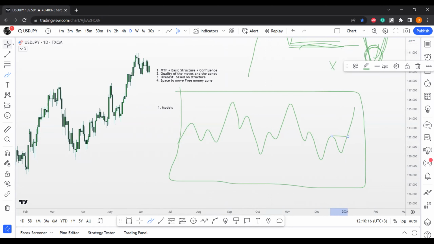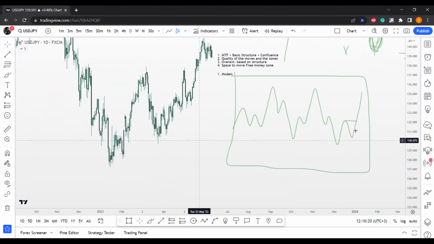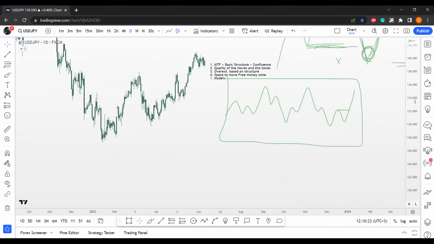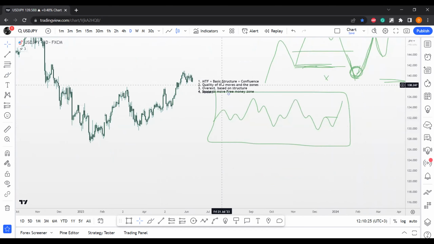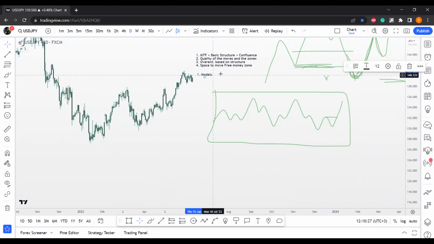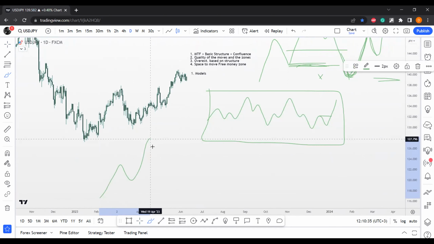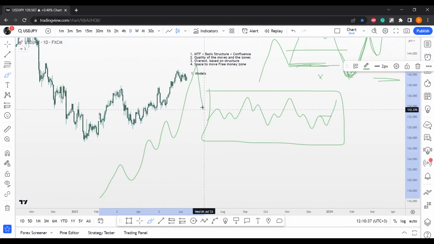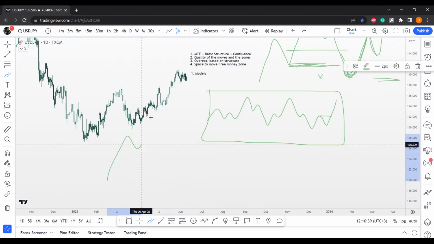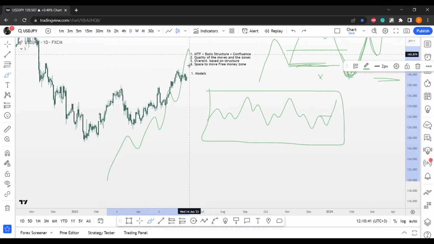If you are someone that wants to use models like I do, for example, you need to go through the time frames and see what other models are developing in the market possibly right now. So for example, this market could look something like this before. So it could go like this, like this and like this.